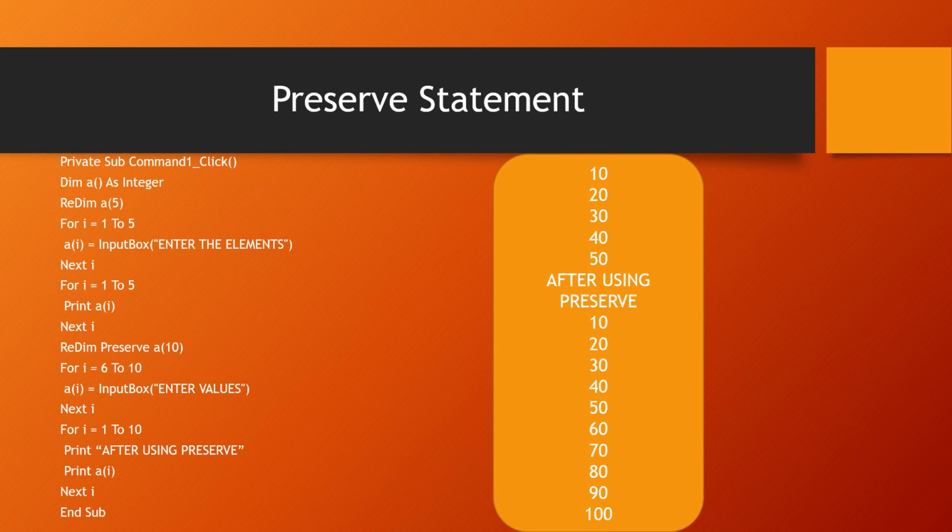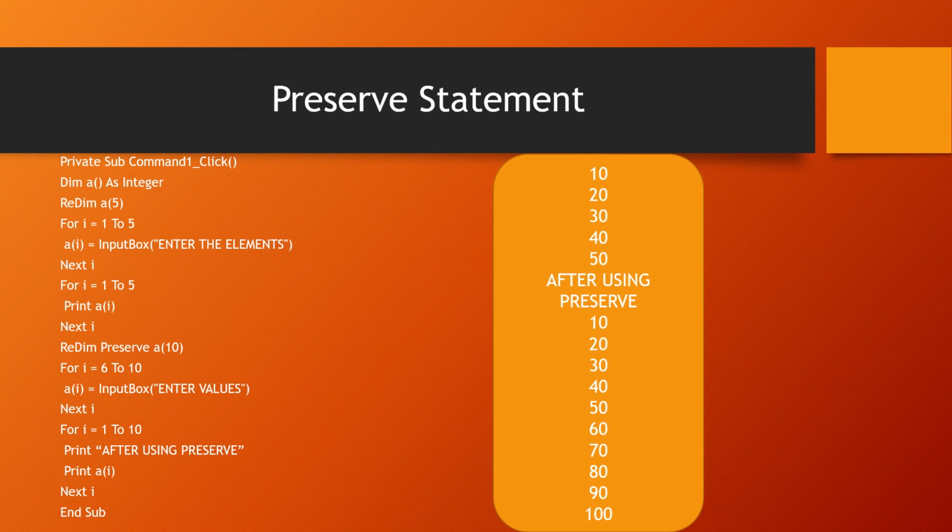The same example which we have seen for the redim statement, we have the dynamic array A. Using the redim statement, we are resizing the size of the array as 5. We get 5 values from the user, and we are printing it in the output. And again we are using the redim statement, but along with the keyword preserve. Redim preserve A of 10. So what happens is now the size of the array is 10, but it also saves the old values which are stored in the array.